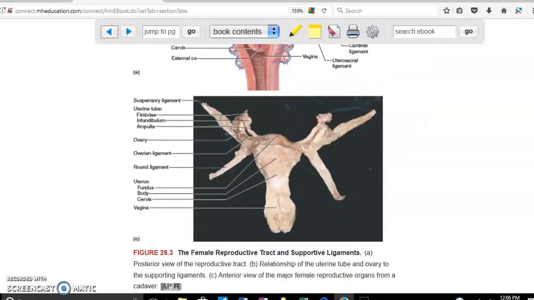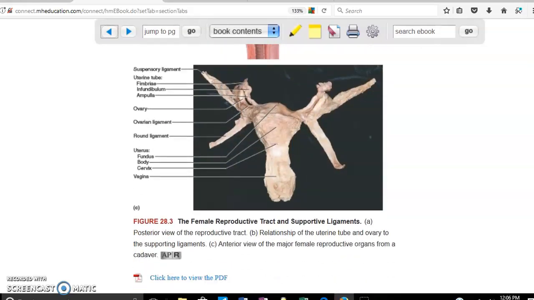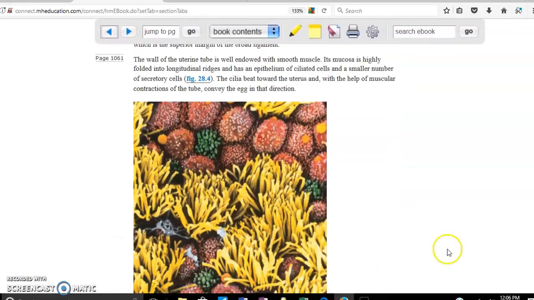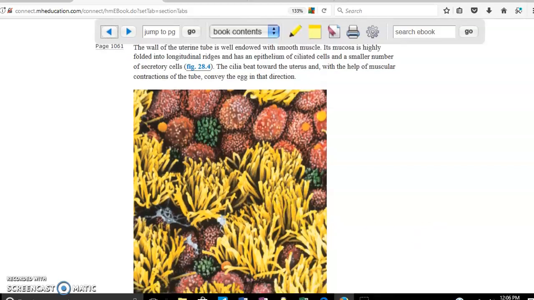Continue scrolling down, we see a real picture of the uterus as well as the fallopian tubes. And we scroll down, uterine tubes. So I was telling you, there are cells with cilia, which you can see right here in yellow. So we keep scrolling down.